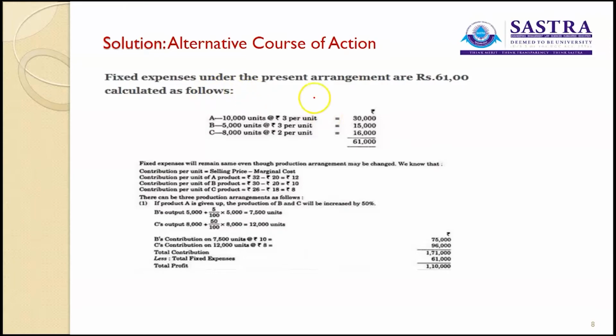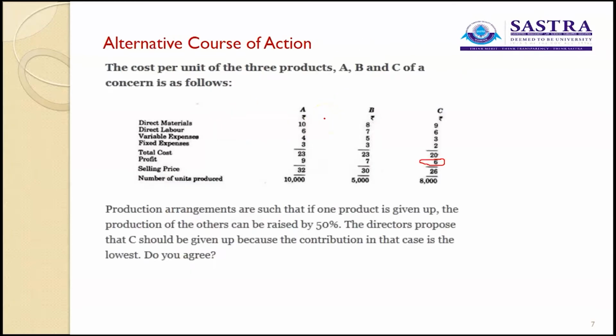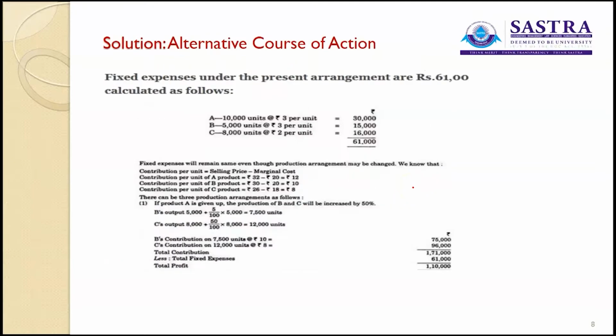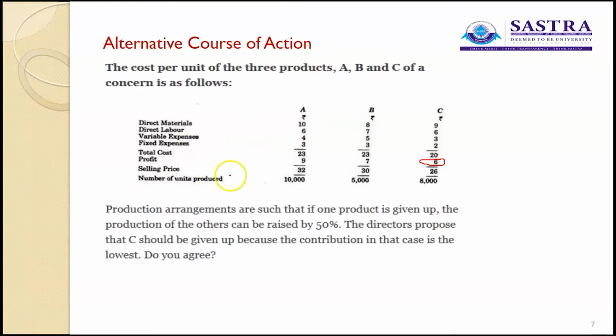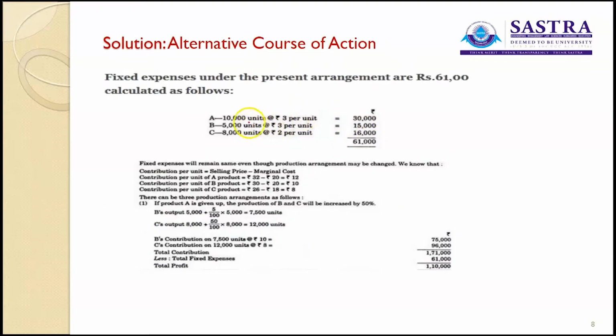Now fixed expenses are said to be constant for all the periods. So we are now calculating the fixed expenses. Now what are all the units that have been given? That is 10,000, 5,000 and 8,000. Now fixed cost per unit is said to be 3, 3 and 2. So we are calculating the total fixed expenses by multiplying with the respective units.